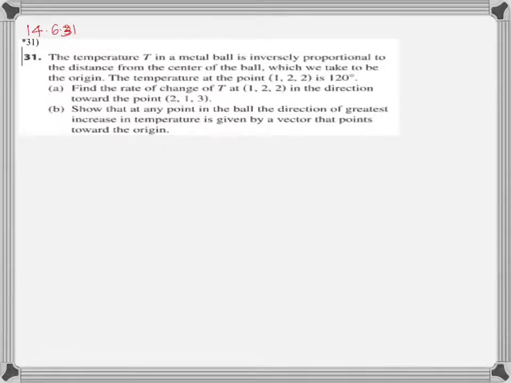So, the information given in the problem is that the temperature of the ball is inversely proportional to the distance from the center of the ball, and the temperature at the point (1, 2, 2) is 120. In the first part it is asking us to find the rate of change of T at (1, 2, 2) in the direction towards (2, 1, 3), which is kind of finding a directional derivative. And then the second part is asking to show that at any point the direction of greatest increase in temperature is given by the vector that points towards the origin.